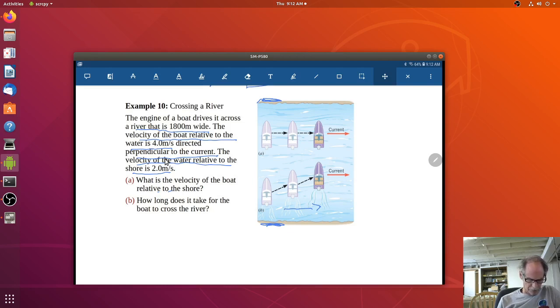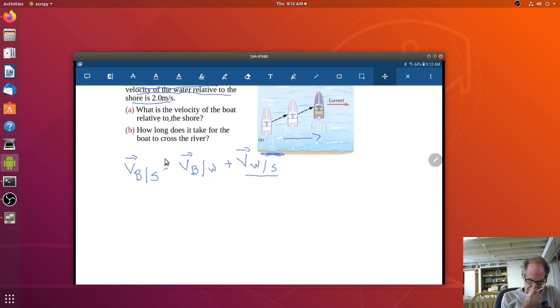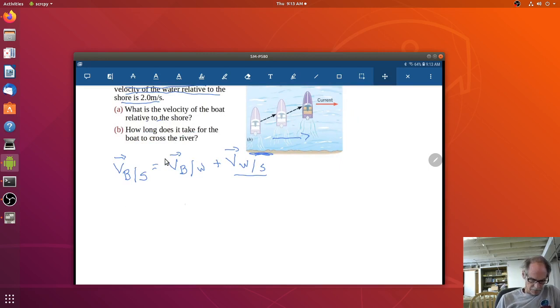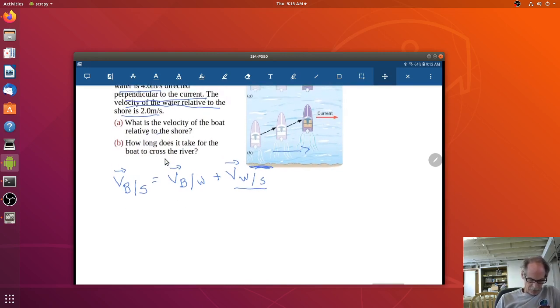So the velocity of the boat relative to the shore, it's a vector, is equal to the velocity of the boat relative to the water, that's one of the things they gave us, plus the velocity of the water with respect to the shore. That's the current. Okay, so let's do it. This is a vector addition problem from back in chapter 1.